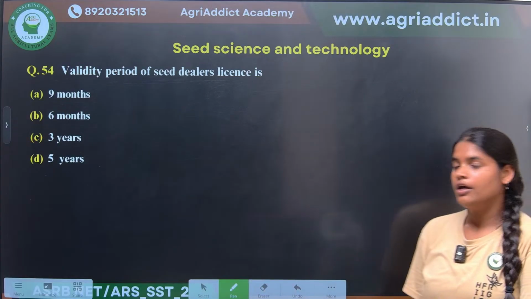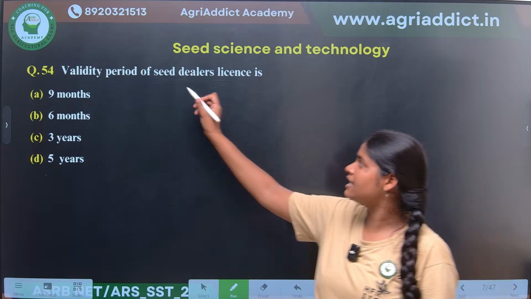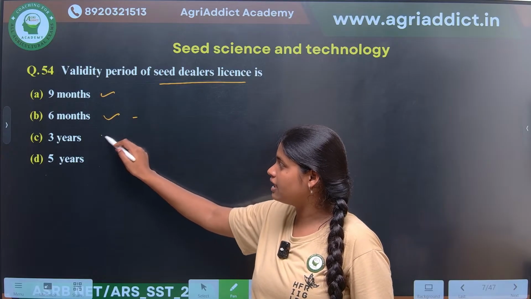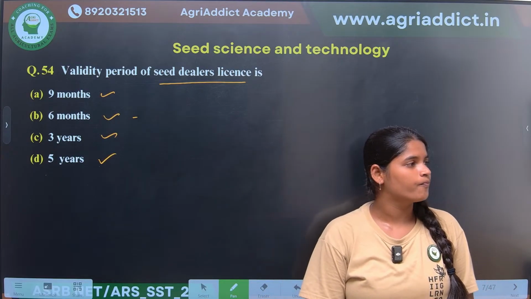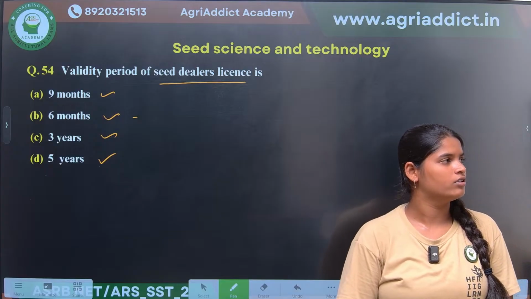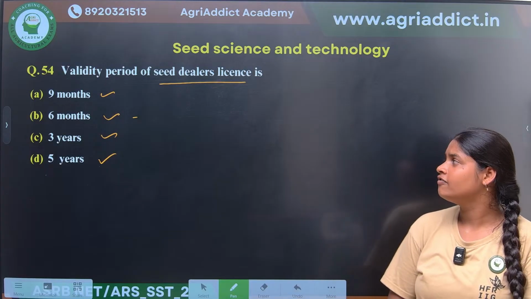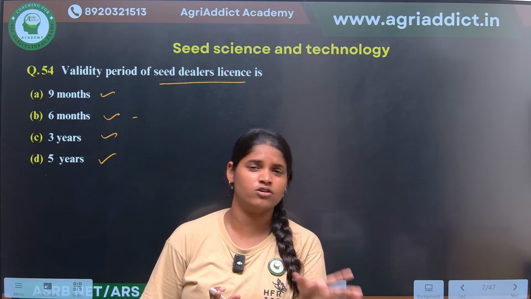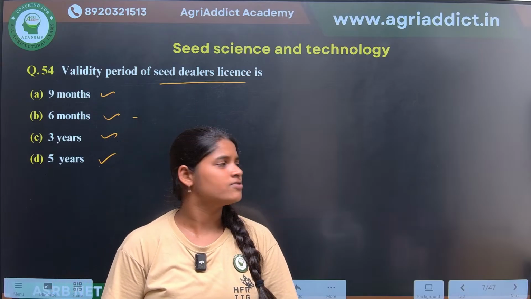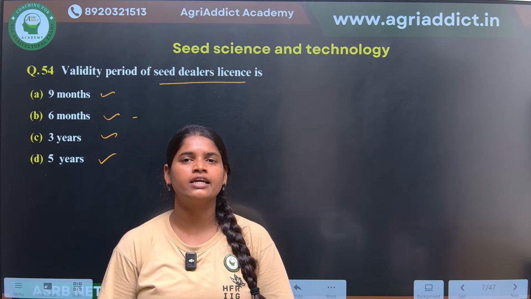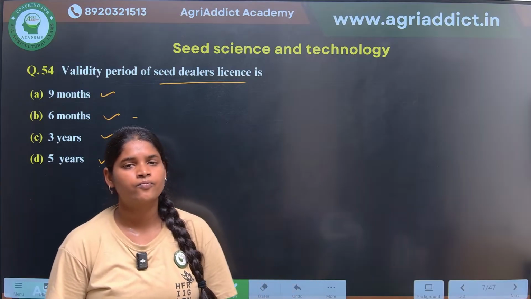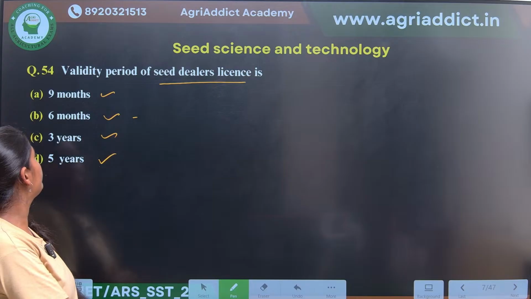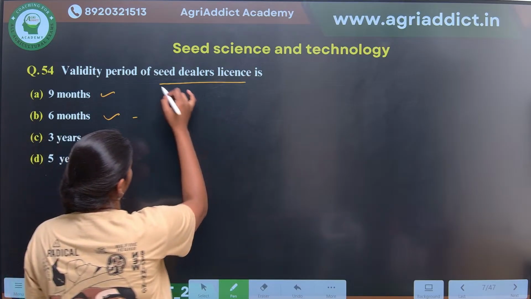The next question. Validity period of seed dealer's license. Options are 9 months, 6 months, 3 years and 5 years. Answer it. Validity period of dealer's license. First tell me where will you find this dealer's license concept? Seed dealer's license. In which act or in which legal provision do we have this license? Somebody answered it 9 months. Okay, let's get into it.